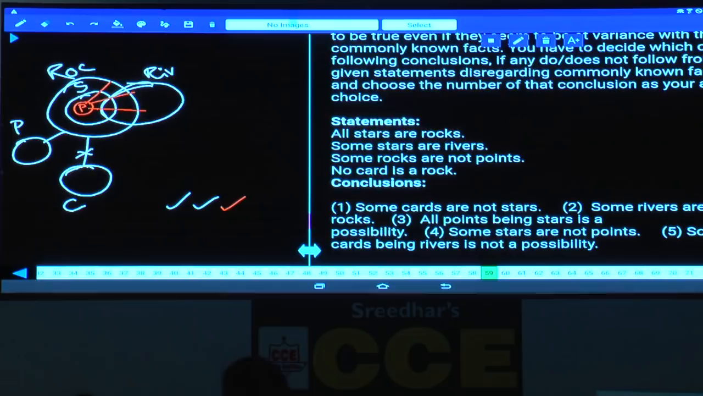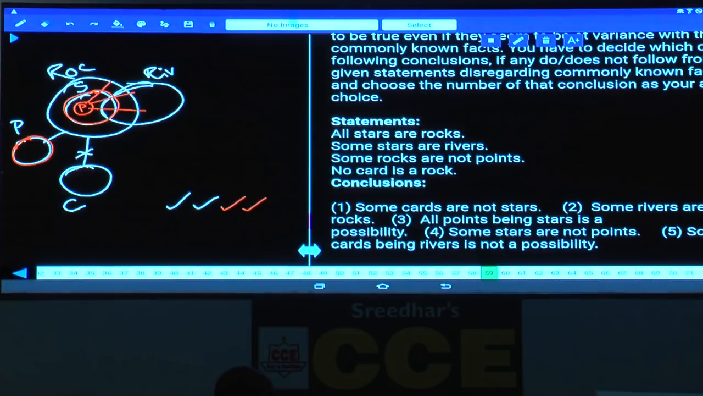As of now, star is here and point is here, isn't it? And some stars, again coming back to the basic diagram. In the basic diagram, some stars are not points is true at least once. As it is a negative conclusion, no need to check that one in the alternate diagram, because "does not follow" is not possible here, no need to go for an alternate diagram at all.